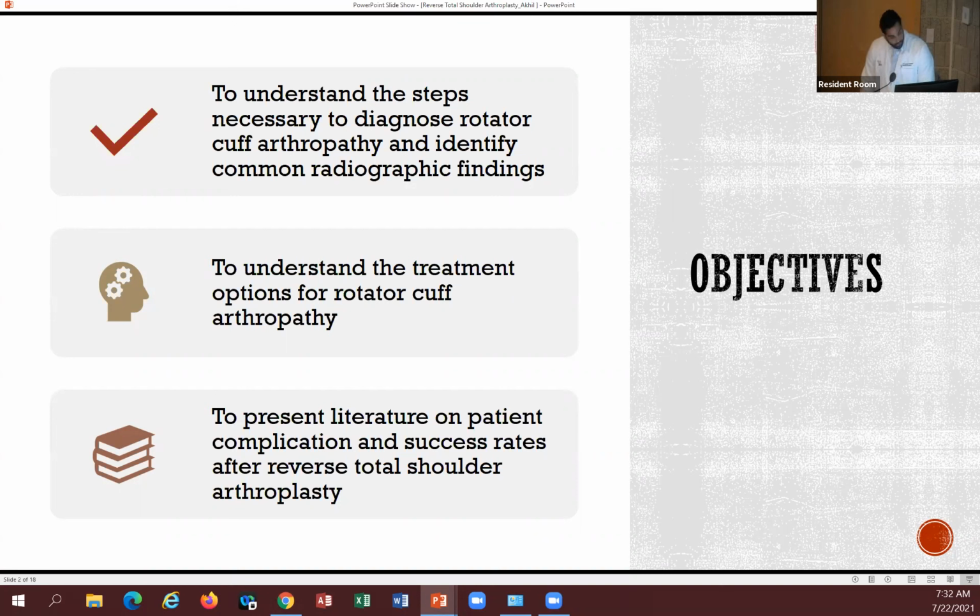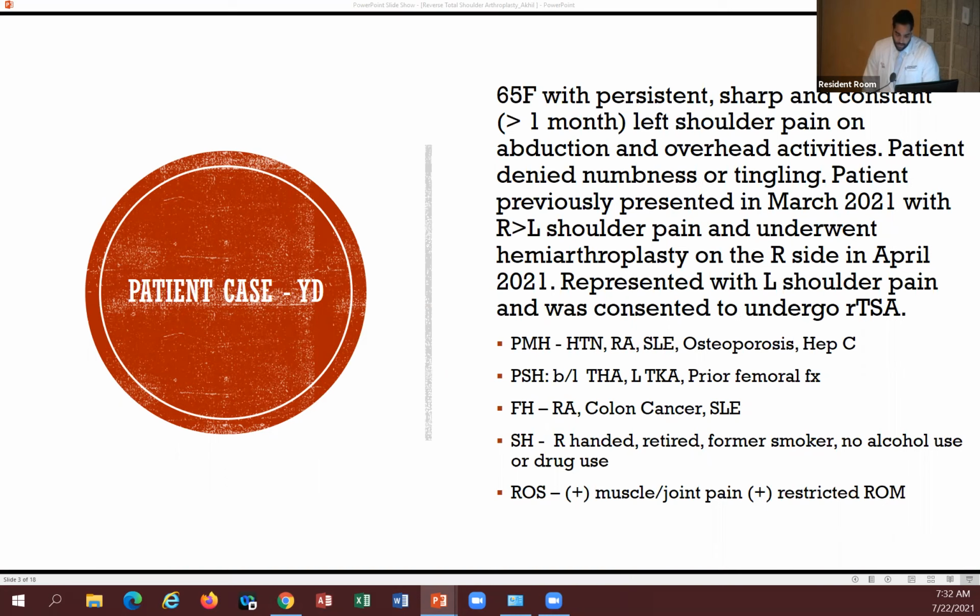So the patient was a 65-year-old female who presented with 1 month of persistent, sharp, and constant left-sided shoulder pain on abduction and overhead activities. She denied any numbness or tingling. Of note, she presented originally in March of this year with right greater than left shoulder pain and underwent hemiarthroplasty on the right side in April of this year. She represented with the left-sided shoulder pain and then was consented to undergo a reverse total shoulder.